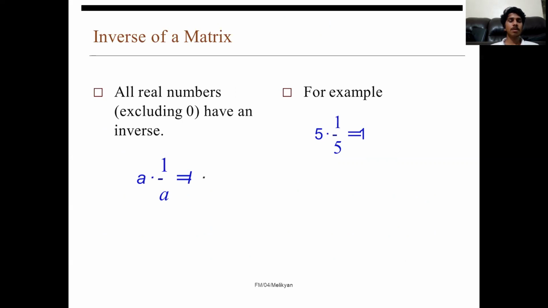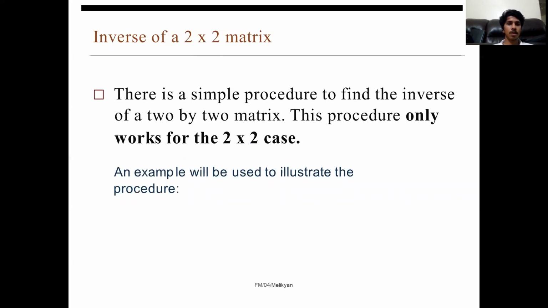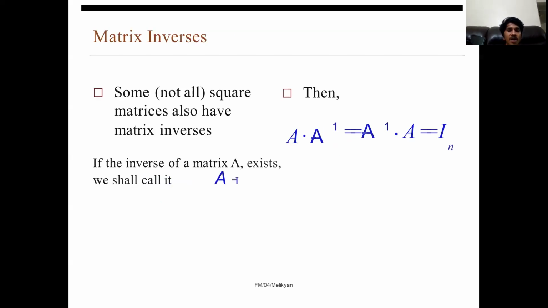Inverse of a matrix. All real numbers, except 0, have an inverse. For example, 5 times 1/5 equals 1. A times 1/A is equal to 1. Similarly, not all square matrices have a matrix inverse. If the inverse of matrix A exists, we shall call it A inverse. Then A times A inverse equals A inverse times A equals I.